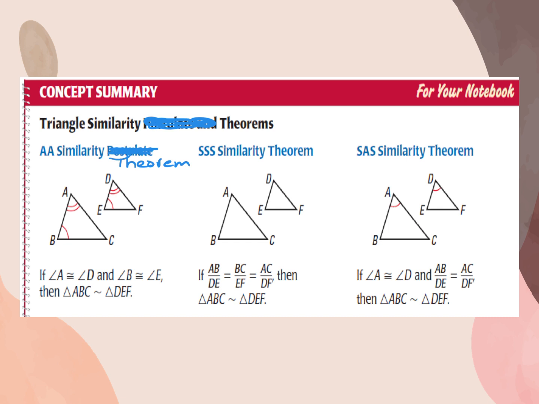For the similarity, there's only 3 shortcuts. Remember back to when we did congruent triangles, there were 5 shortcuts, but this is only 3. So let's go ahead and try some examples applying all 3 shortcuts.